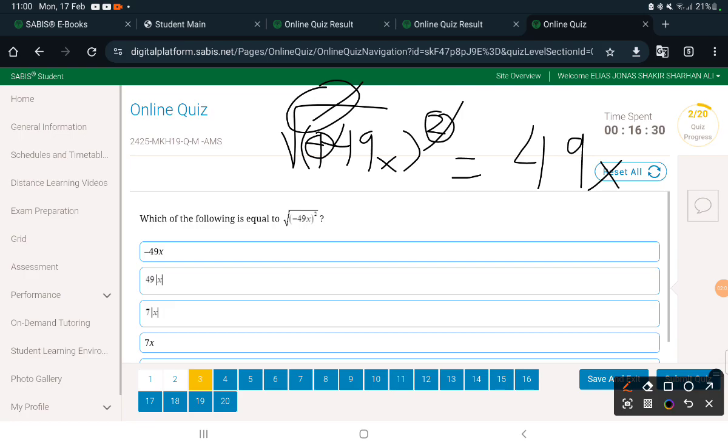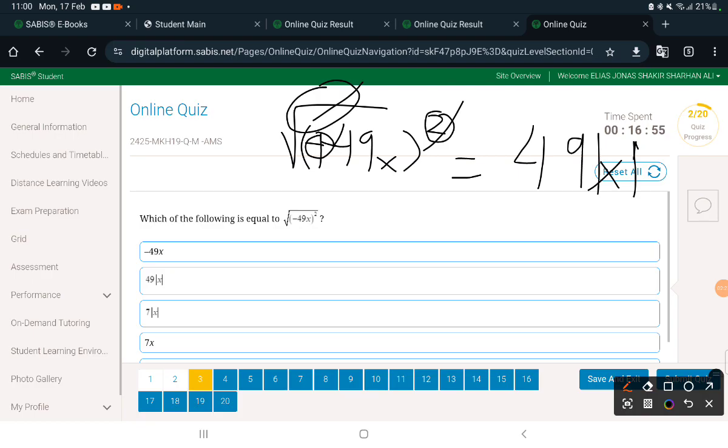Okay, so now we need to apply the absolute value. Whenever you have a variable with an odd exponent or power, you apply the absolute value to it. Here we just have x, which is basically x to the power of 1. 1 is odd, so we apply absolute value. If it was x to the power of 3, x to the power of 5, x to the power of 7, and so on, you'd also still have to apply the absolute value.